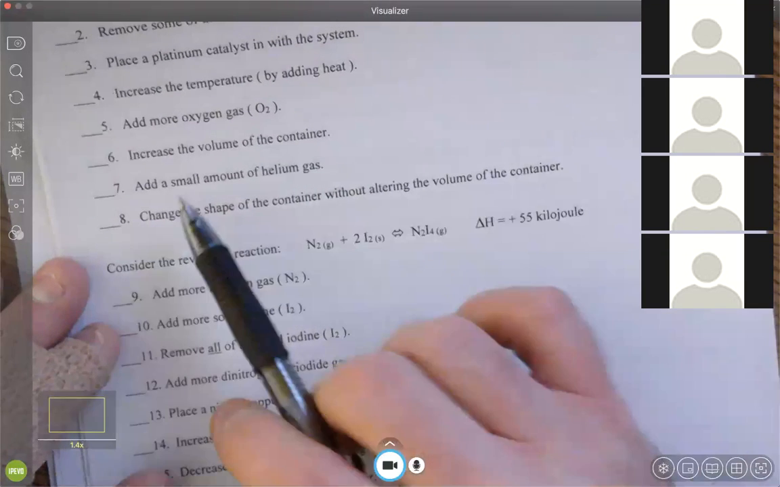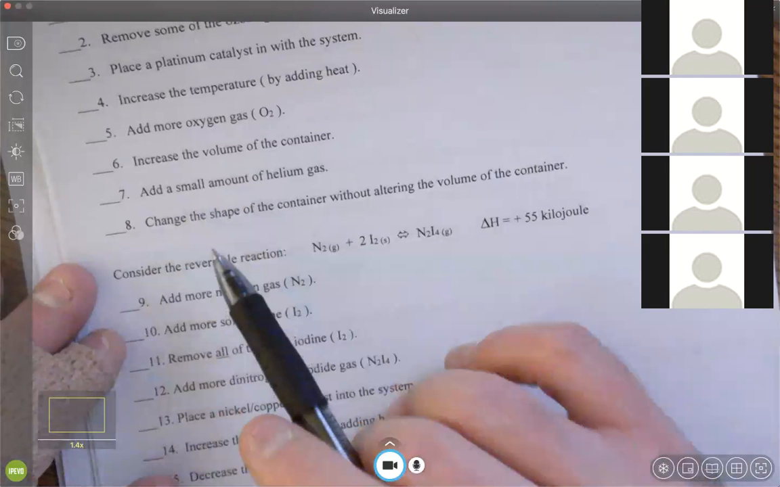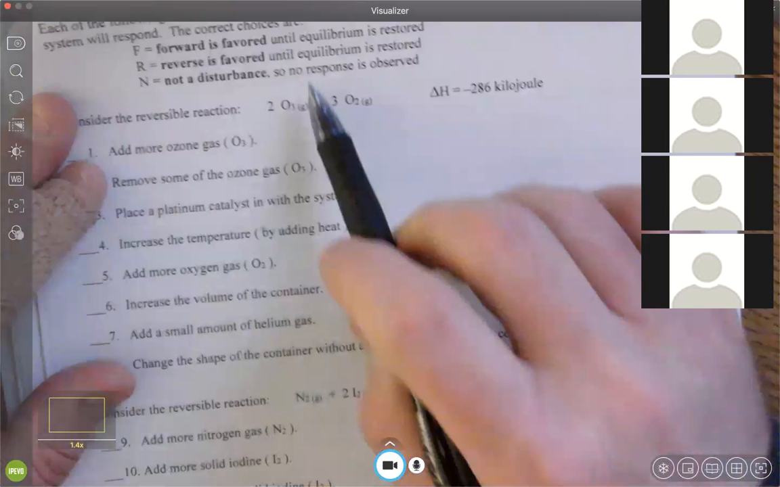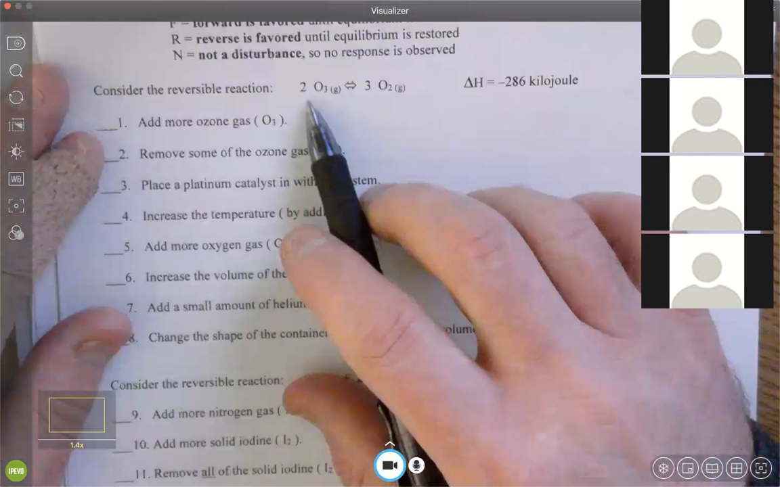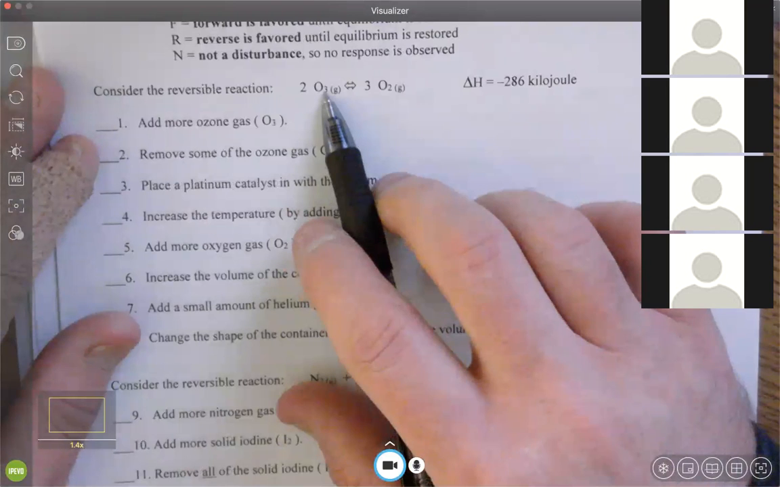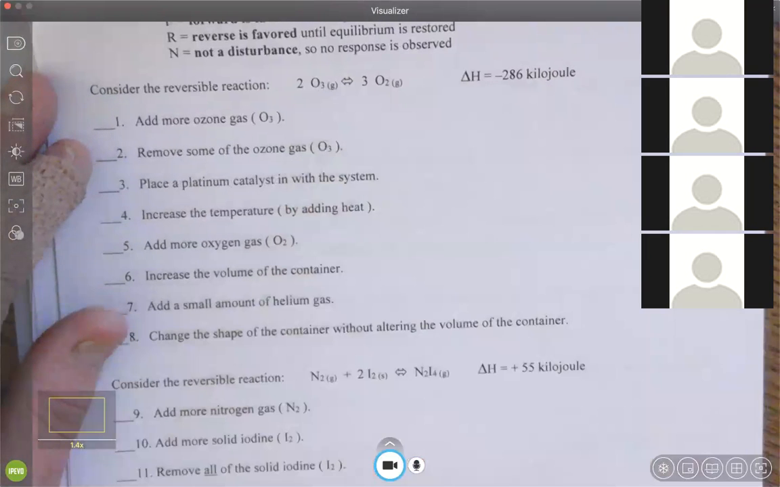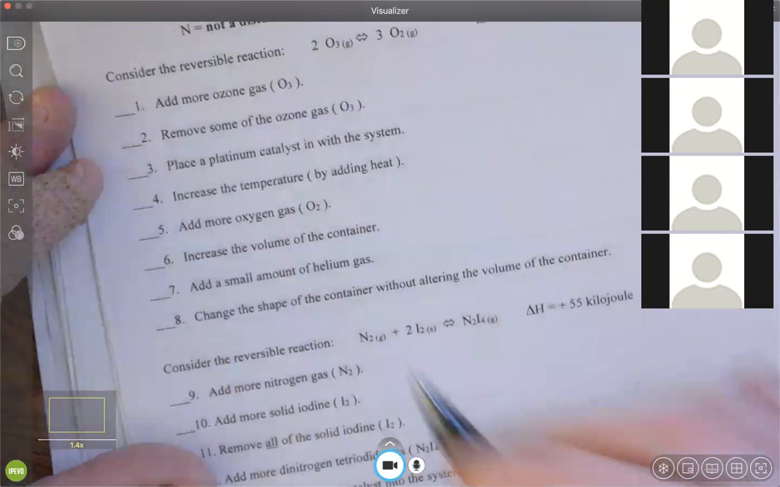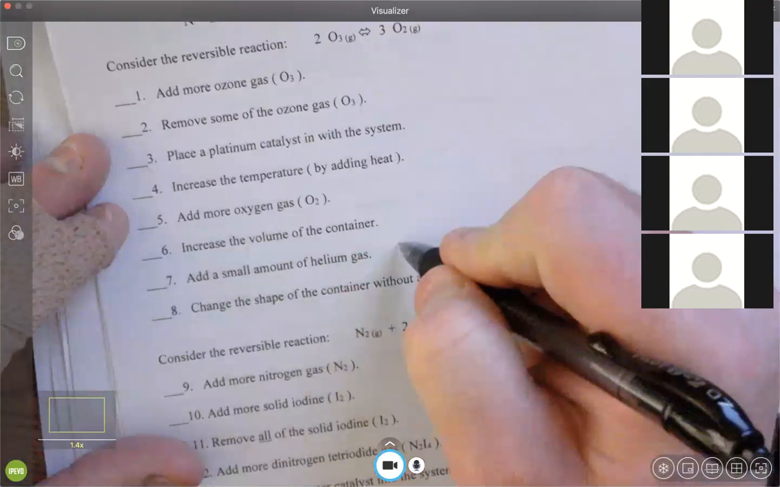This one's different than what we talked about. Adding a small amount of helium gas. So if we take a look, we have 2 moles of ozone, and that yields 3 moles of O2. So we have 2 moles on one side, 3 moles on another. Adding a small amount of helium gas. It's a special case.